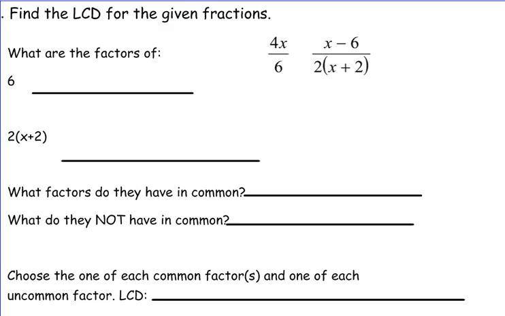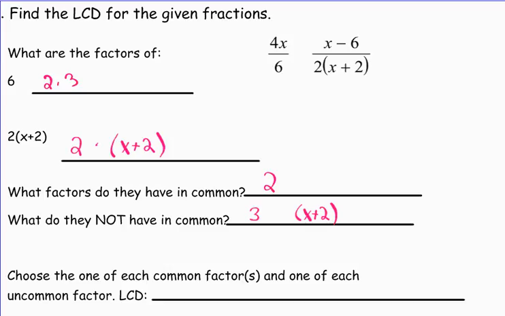Now, find the least common denominator for the given fractions. What are the factors of 6? The factors of 6 are 2 and 3. The factors of 2 times x plus 2 is 2 times x plus 2. Now, the question is, what are the factors they have in common? Well, the factor they have in common is 2. What are the factors they do not have in common? Well, there's a 3 and an x plus 2.